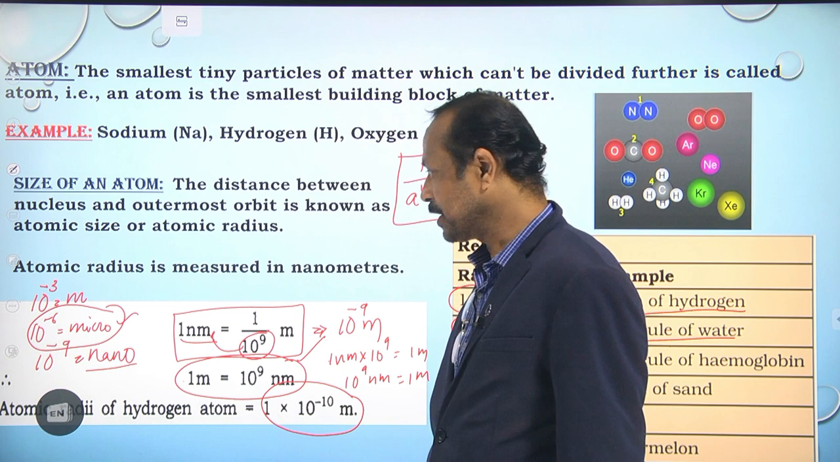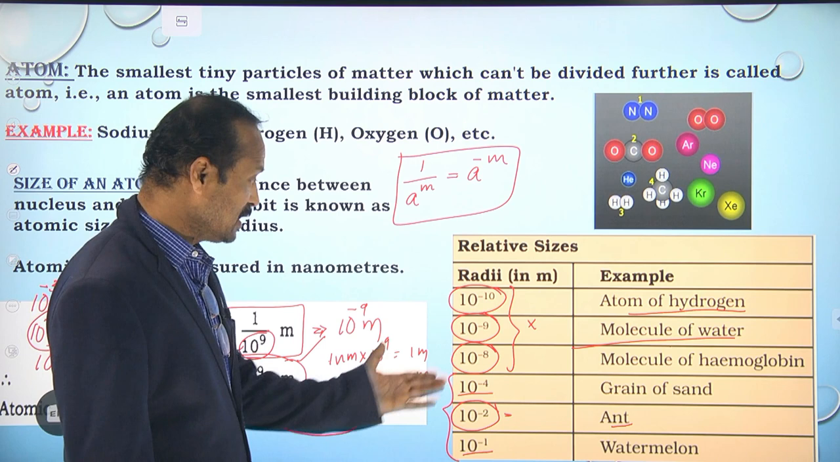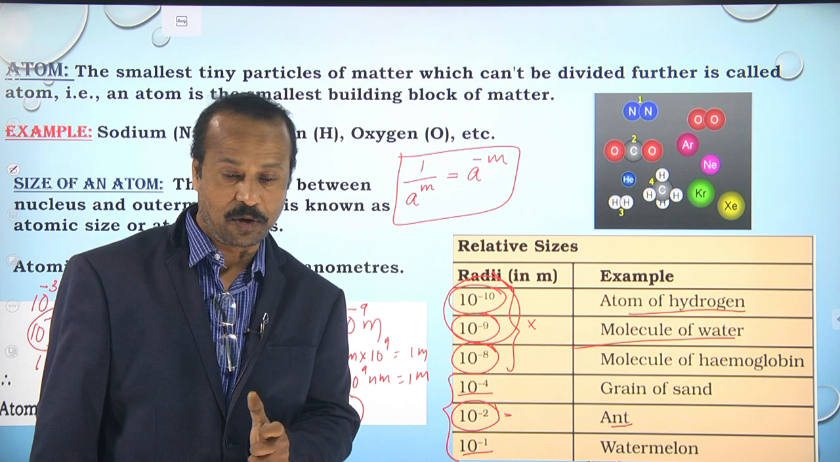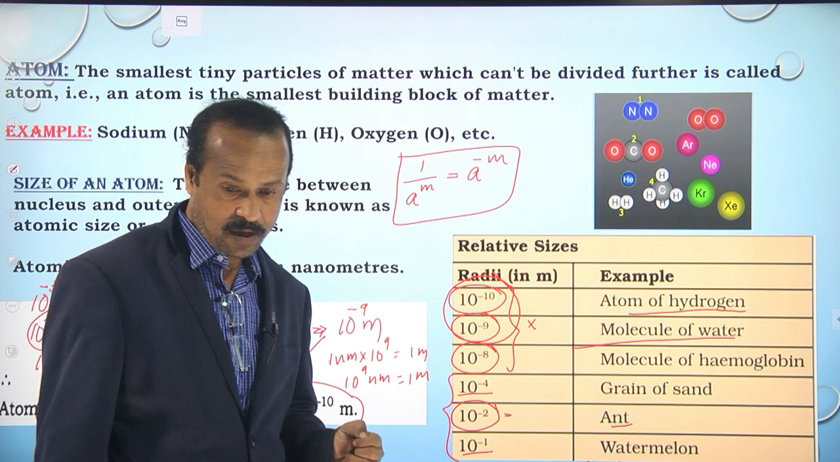By using a microscope we can see 10 to the power of minus 6, 10 to the power of minus 7, and maybe 10 to the power of minus 8 also, but we cannot see 10 to the power of minus 9 and minus 10 using a normal microscope. A powerful electron microscope is required. So that is about atomic size. Is this clear to you?